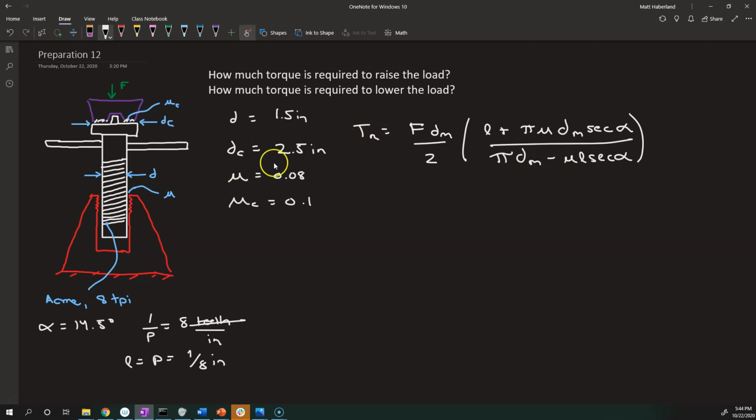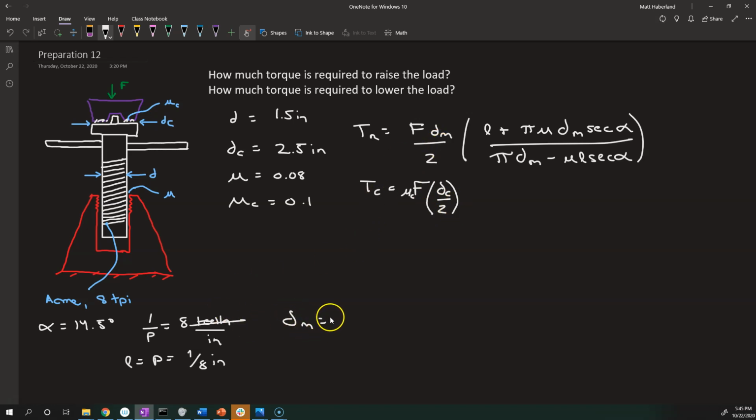But you know what? That's only going to get us as far as accounting for doing the work to raise the load and overcoming the friction between the threads. We haven't considered the friction of the collar yet. We're also going to have some collar friction, which is going to be the force multiplied by mu, our coefficient of friction for the collar. So mu at the collar times the force times the radius that acts over, which is the collar diameter divided by 2. Let's figure out this d sub m.